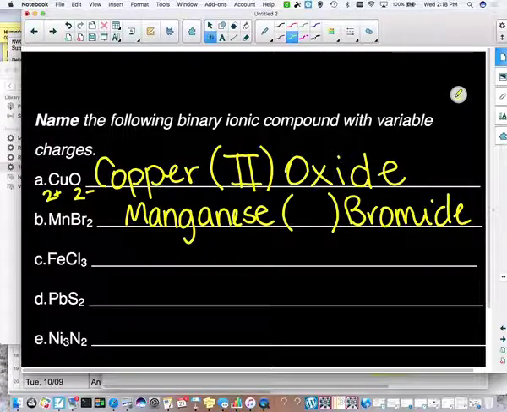Okay, let's find bromine on the periodic table. Bromine is right here. It has a charge of -1. However, there's 2 of them, right? So that means that bromine's total charge is -2, yeah? So what does manganese charge have to be? +2. So what Roman numeral do we put in here? II.